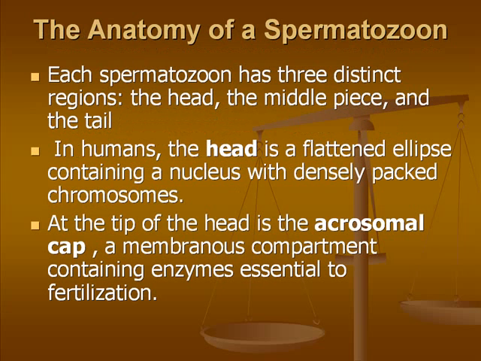Now a little bit about the anatomy of the spermatozoon. It has three distinct regions: a head, a middle piece, and a tail.